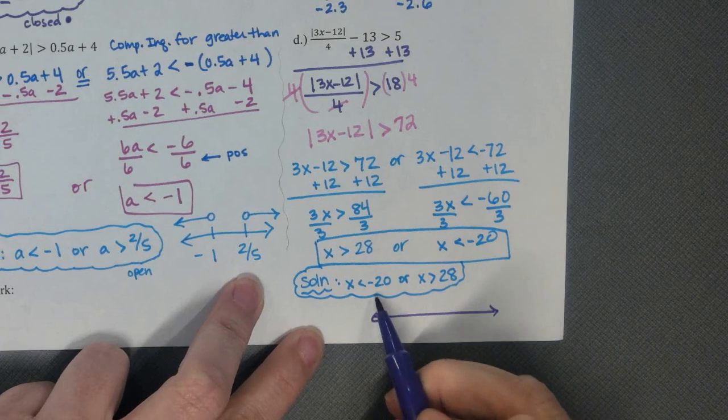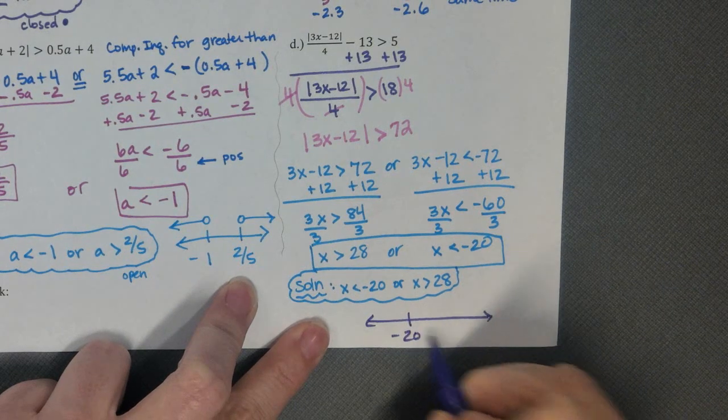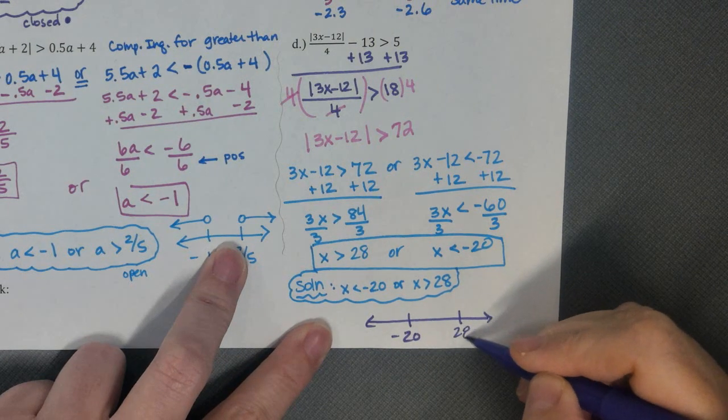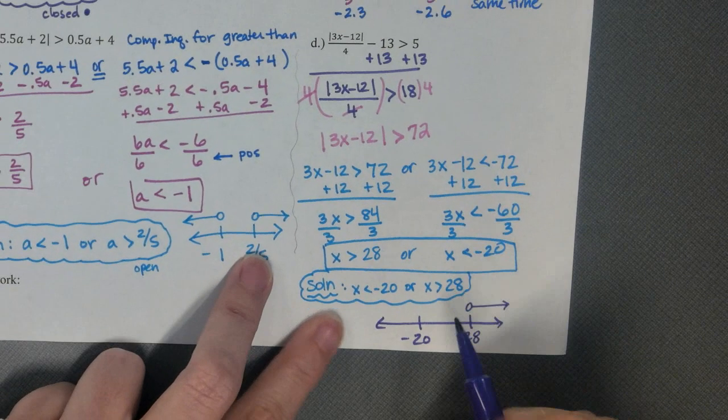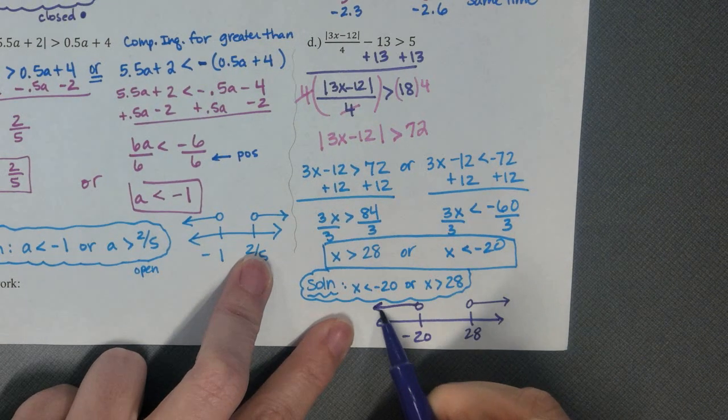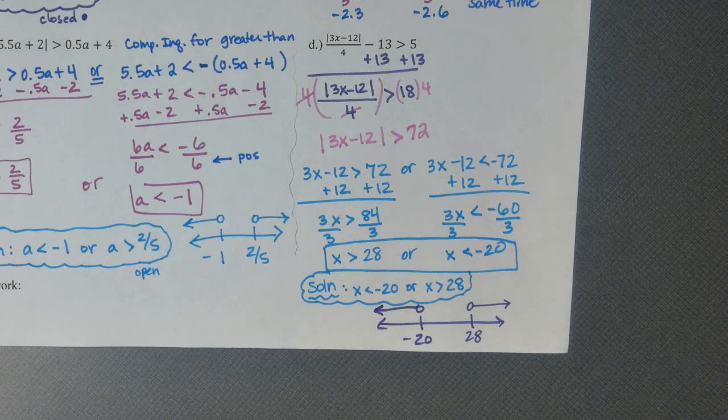That also just helps you remember to put it on your number line correctly. Because when you're doing your number line, the negative number has to come first. Okay, and then these are open circles, so you just have the greater than and less than. There you go.